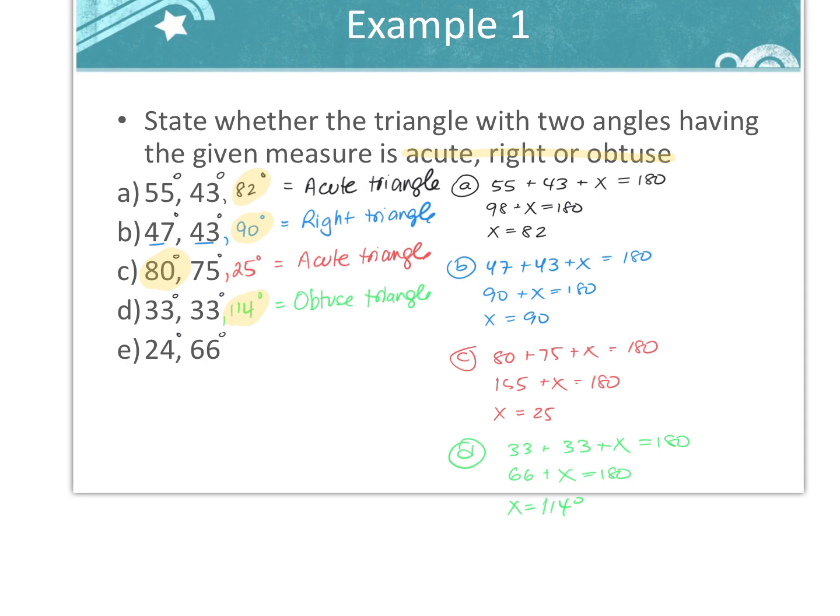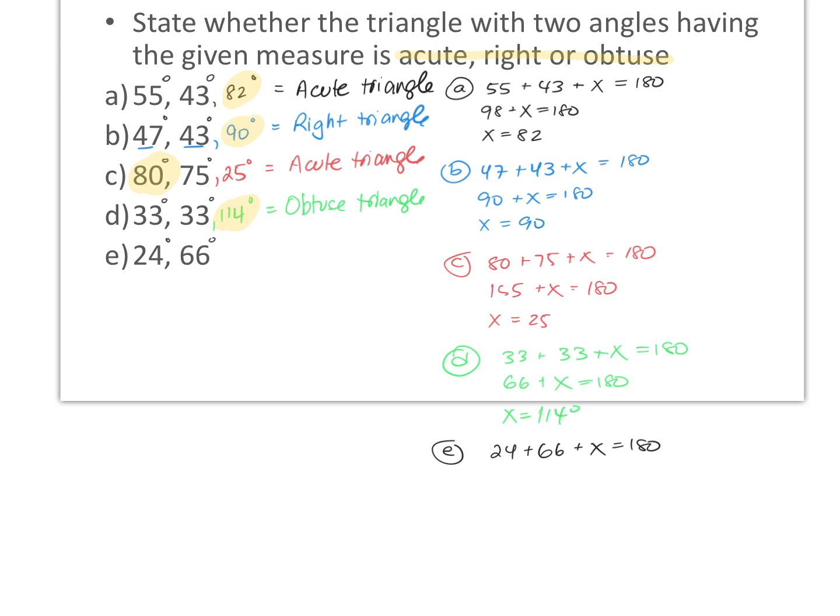And then I'm going to go to my very last one, E, and I get 24 plus 66 plus x is 180. This is going to be 90 plus x is 180, and if I subtract 90, I get x is 90. Again, the largest angle is the 90-degree angle. That's a right angle, so this is a right triangle. So this is how you solve this, and this is the work that I would expect not only in the homework, but also on your assessments.